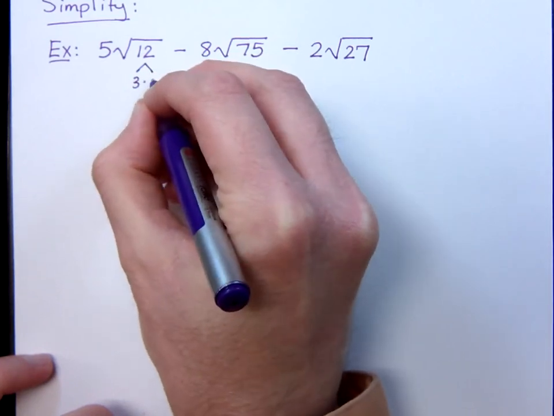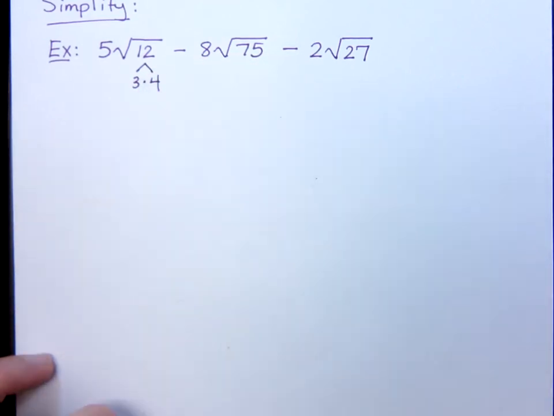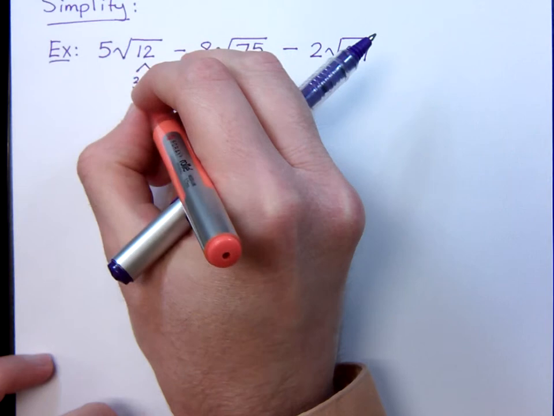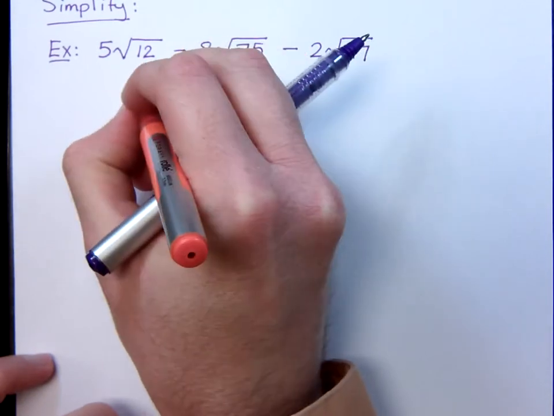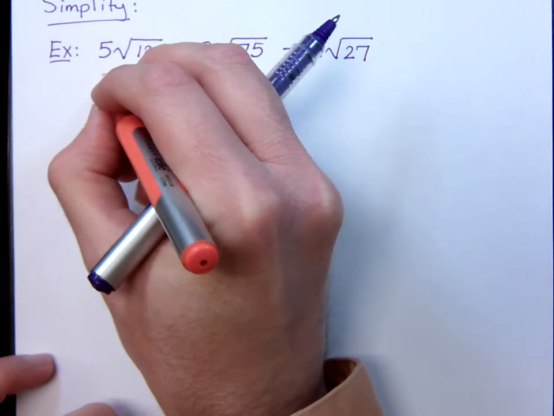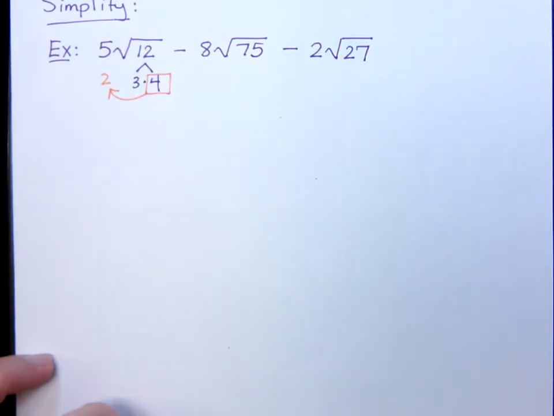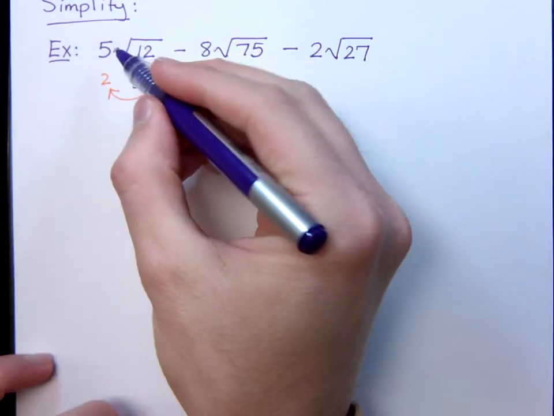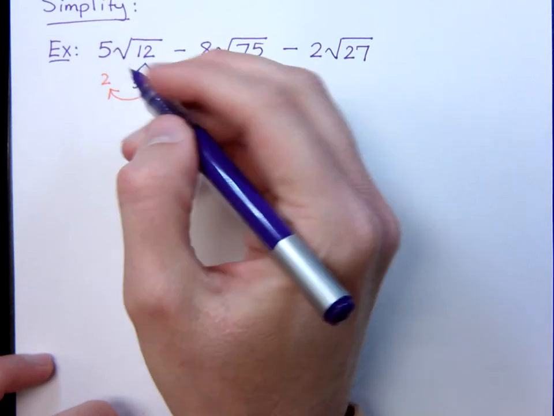Is that the only way to break down 12? No, but it's the only way that's useful to me right now. And why did I want to do 3 and 4? Because 4 is a perfect square. When I take the square root of 4, I get 2. So that 2 comes out front, but what is it going to do with the 5 that's already here? Multiply.